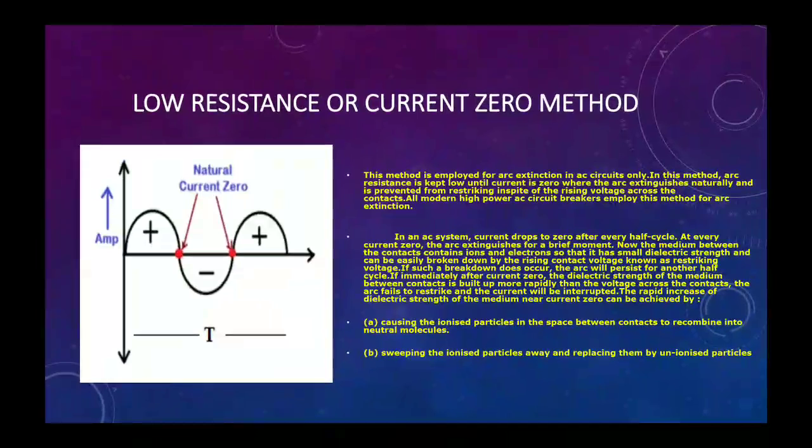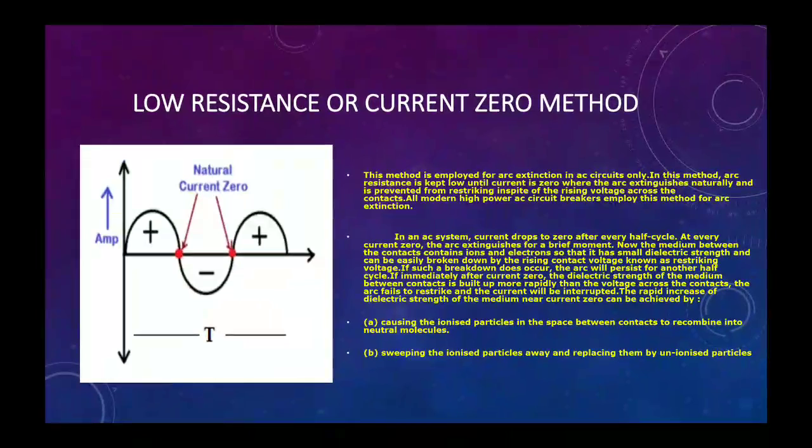In an AC system, the current drops to zero after every half cycle. At every current zero, the arc extinguishes for a brief moment. Now the medium between the contacts contains ions and electrons, so it has small dielectric strength and can be easily broken down by the rising contact voltage known as restriking voltage. If such a breakdown does occur, the arc will persist for another half cycle.